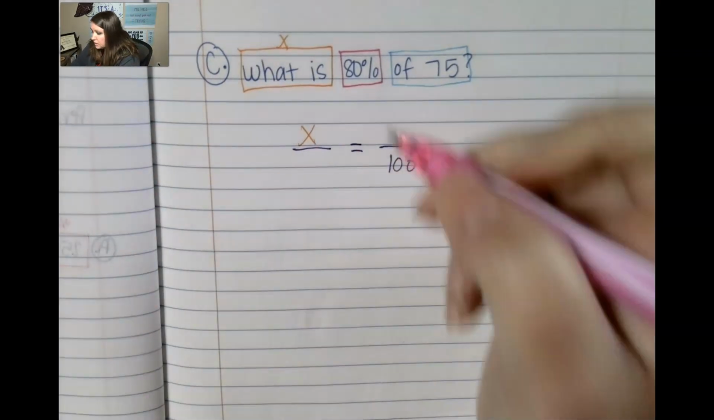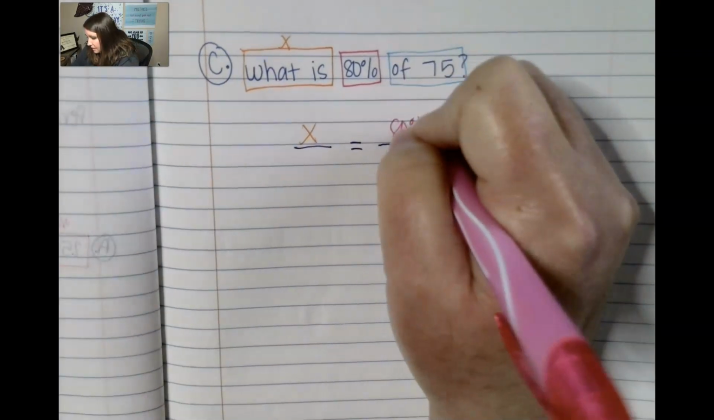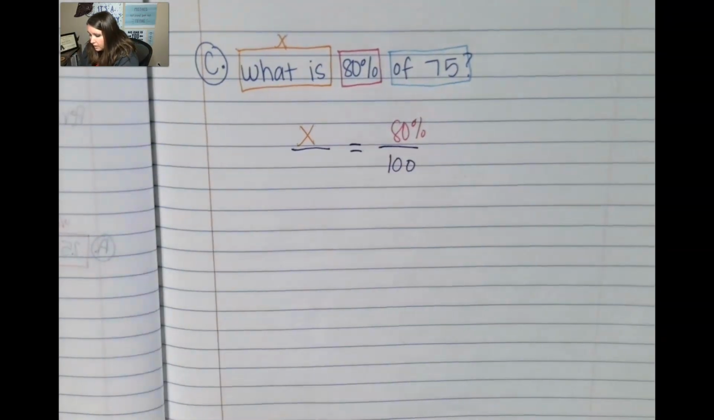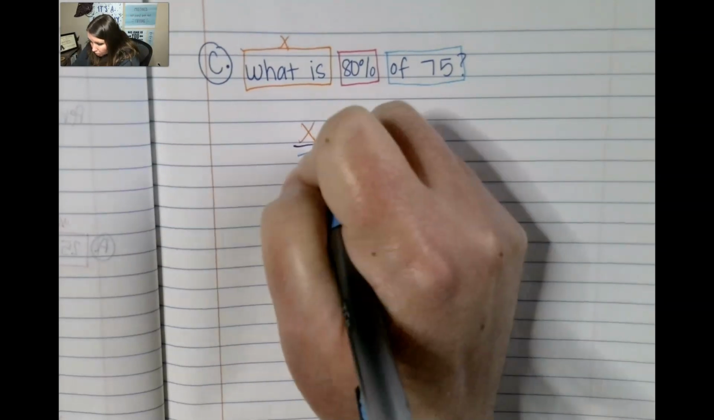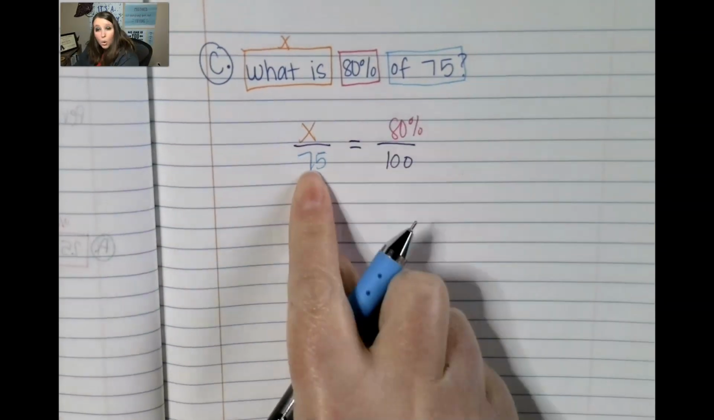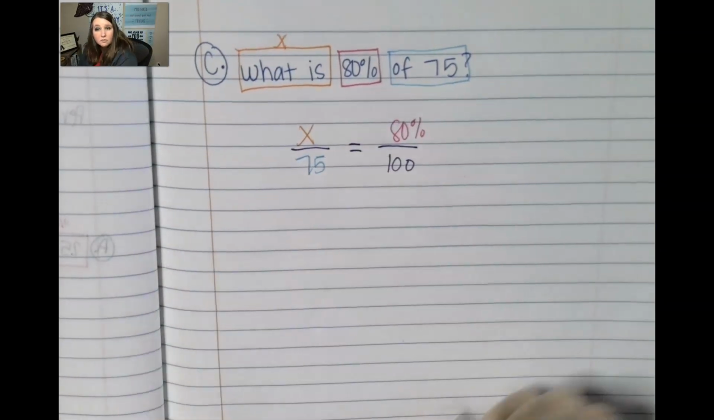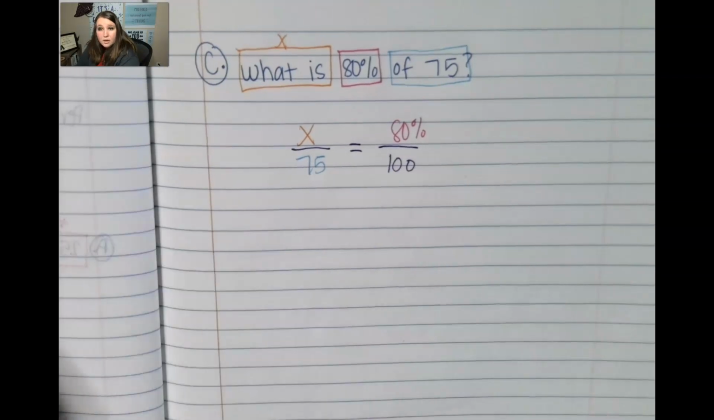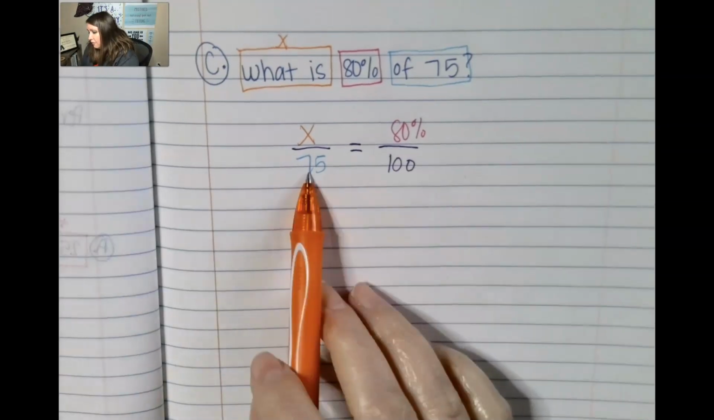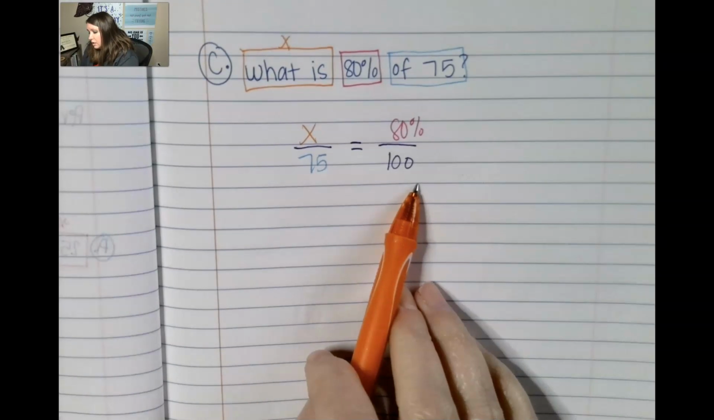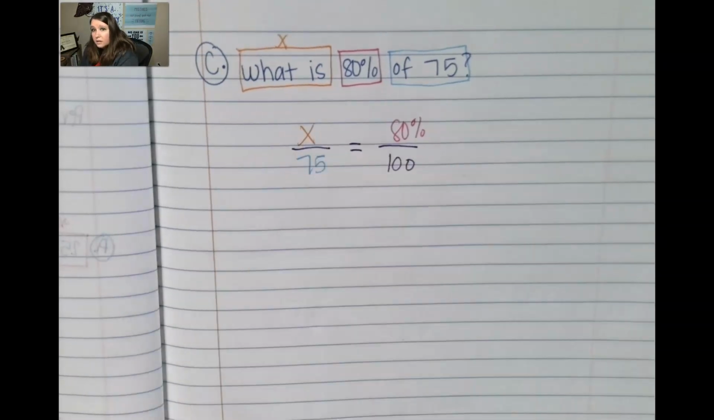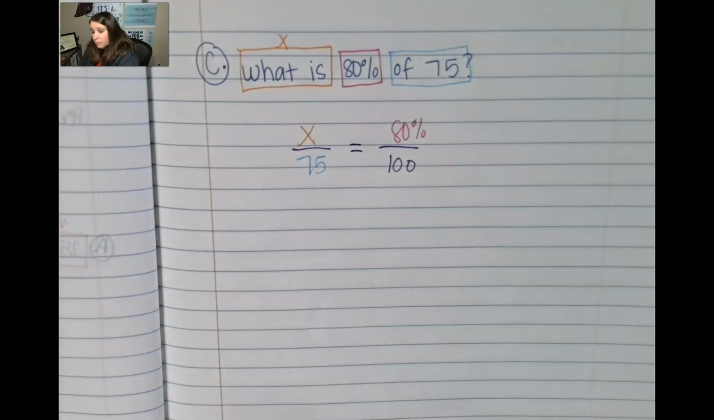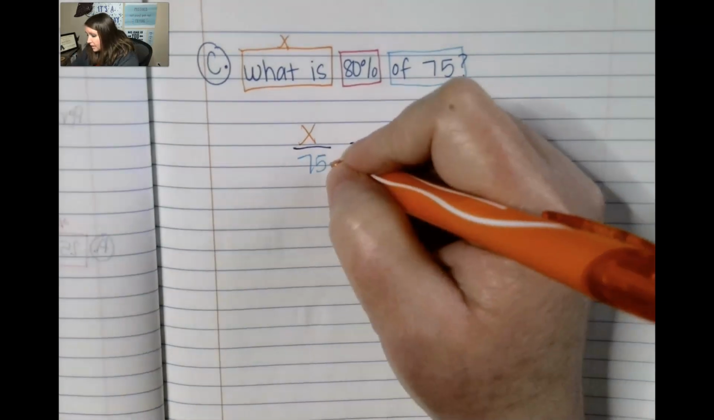Again, the 100 is always there because 80% is out of 100. Of 75. So 75 is our whole, or our total. Total is 75. Now we're ready to figure out how we get from 75 to 100 and do the same on the top. We're going to solve this as a proportion and cross multiply.